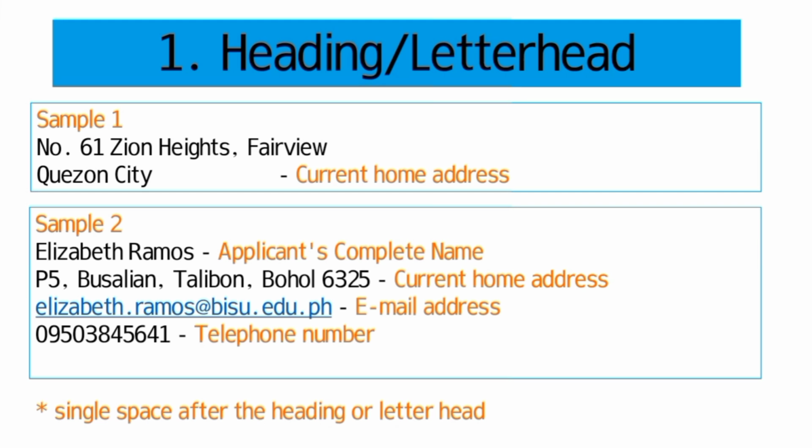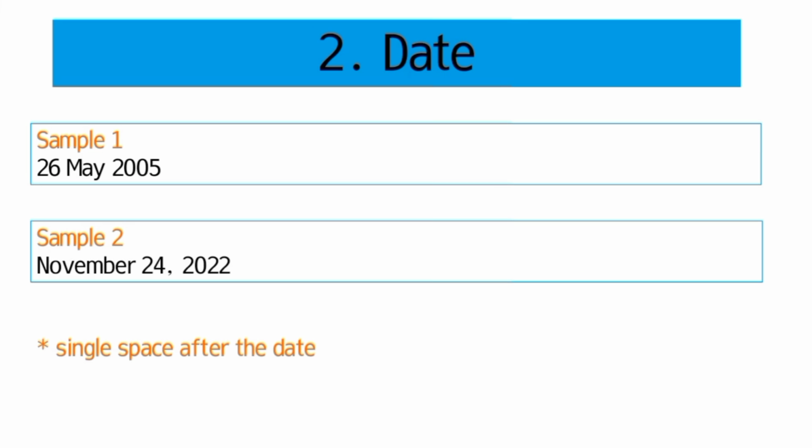First, heading or letterhead. It is composed of name, current home address, telephone number, and email address. Then a single space after the heading or letterhead. Next, date. So, the day the applicant writes his or her letter. He or she can write it first the month, day, year, or day, month, year. Then a single space after the date.